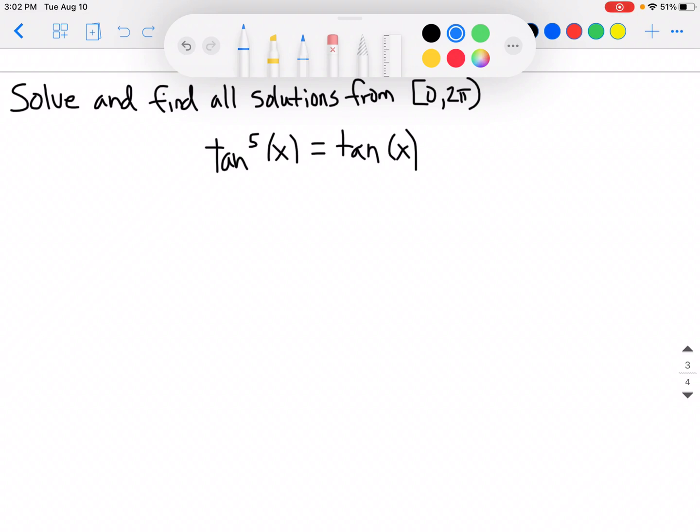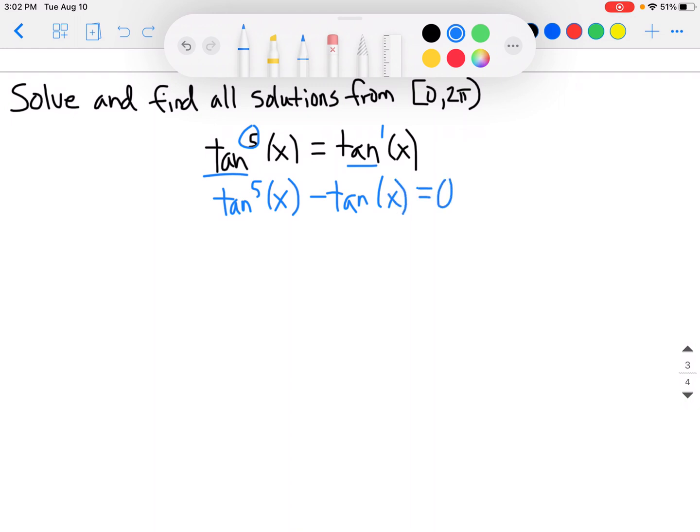Hello and welcome to this video where we're going to solve tangent to the fifth power of x is equal to tangent of x. Now, since I have two of the exact same trig functions, tangent and tangent, but with different degrees, 5 and then just a phantom 1 there, I want to move everything over to the same side. That way I'm looking at tangent to the fifth power of x minus tangent of x is equal to 0.